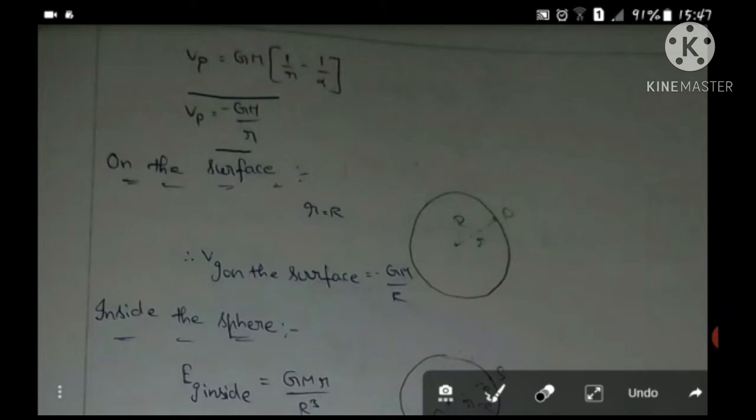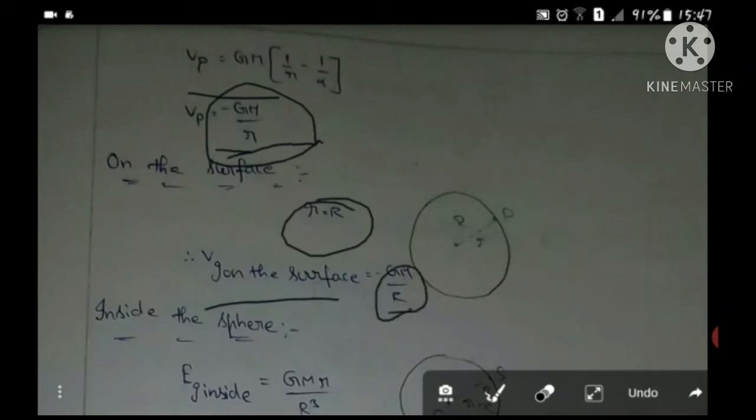And then on the surface, the distance between the point and the center is equal to the radius of the sphere. Therefore Vg on the surface is equal to minus GM by r. Here we got Vp is equal to minus GM by r. In this situation r is equal to capital R, so we substitute here capital R, and we get minus GM by capital R.